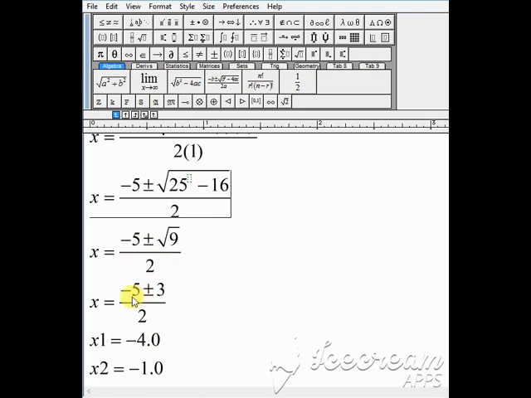So if you do minus 5 minus 3, you have minus 8, divided by 2, you have minus 4. Again, you come back here and say minus 5 plus 3, you will have minus 2, divided by the denominator, which is 2, you will have minus 1.